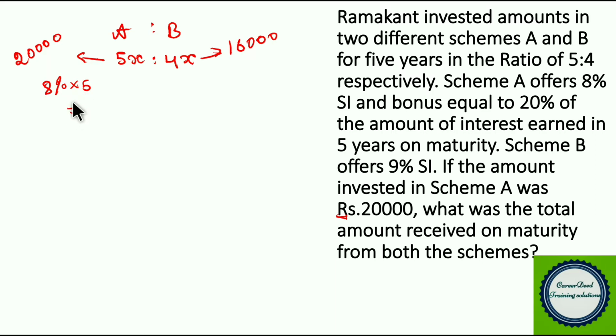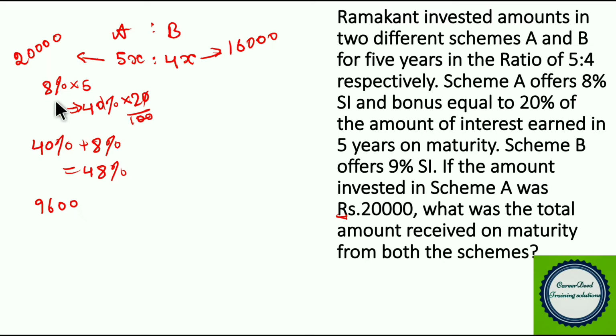8% into 5, 40%. Apart from this 40% interest, he will also get a 20% bonus on this 40%. So what is 20% of this 40%? It is 20 by 100, so you will get 8%. So with this 40%, he will get an 8% extra. So totally he will get 48% of this 20,000 rupees. Now what is 48% of 20,000 rupees?